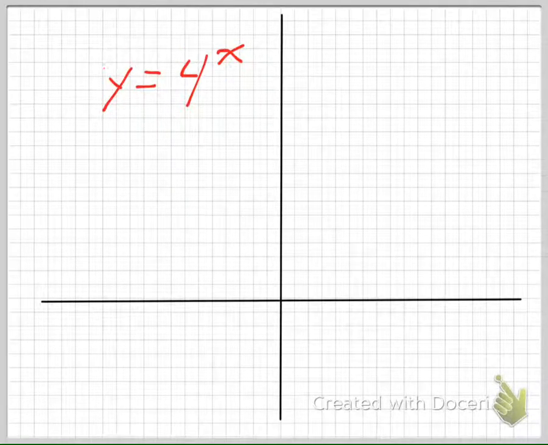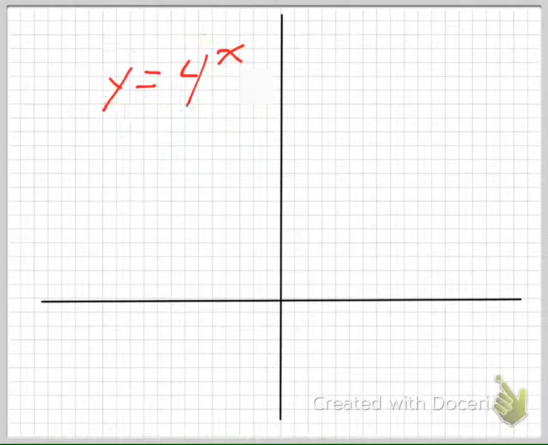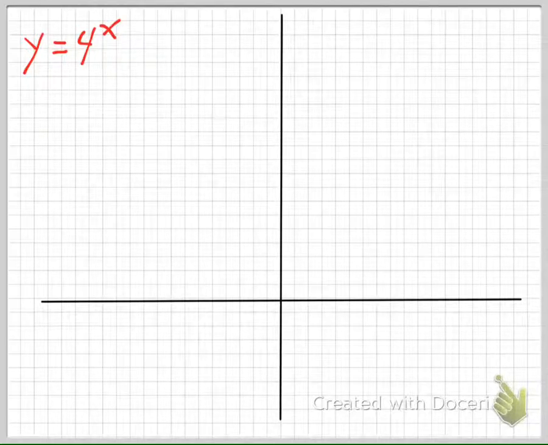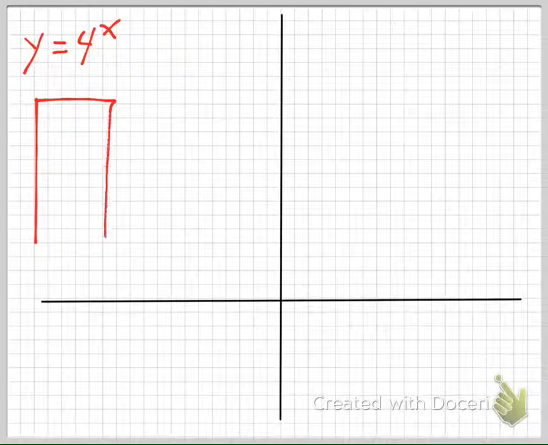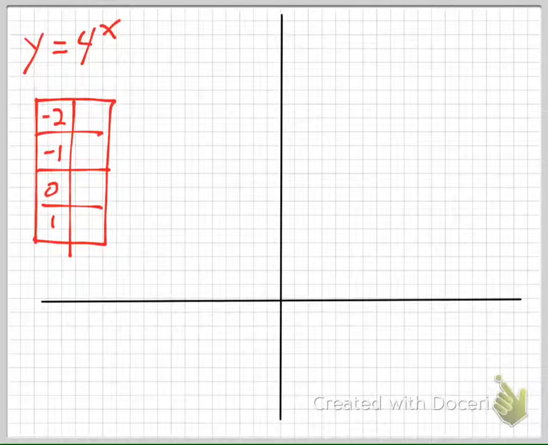Y equals 4 to the x. Let's make a table over here. Let me erase this. I'll move it in case we run out of room. Y equals 4 to the x. Okay, so then we'll make a table. What should we choose x to be? Let's start with -2, -1, 0, 1, and 2. Let's do the originals. Do you agree?